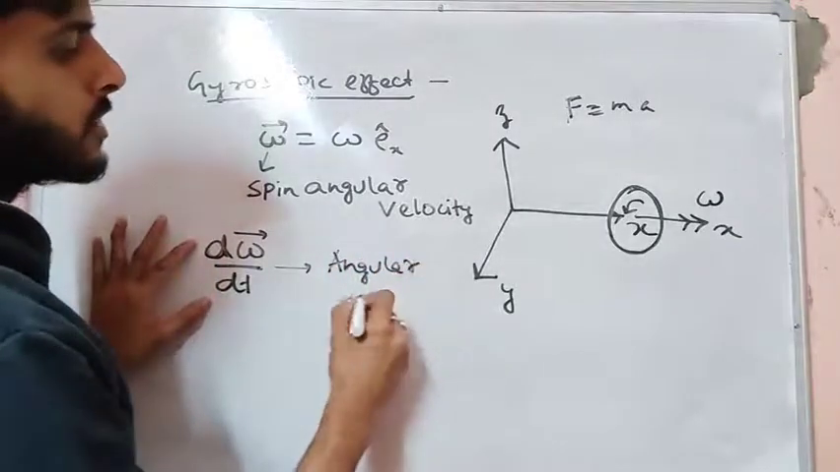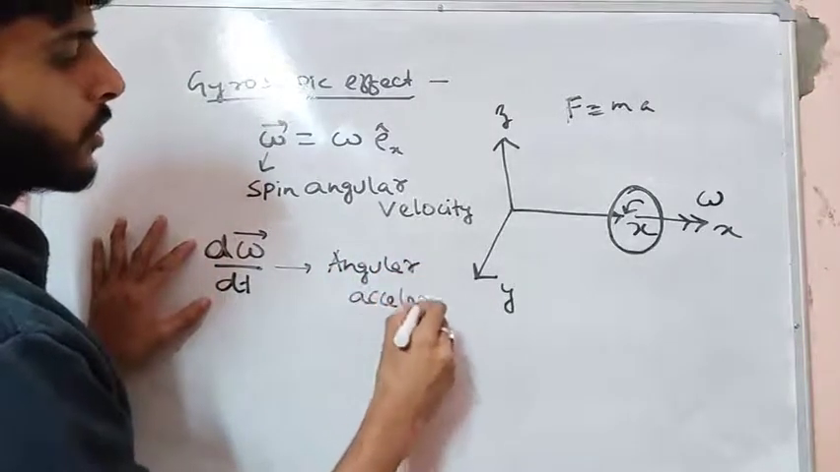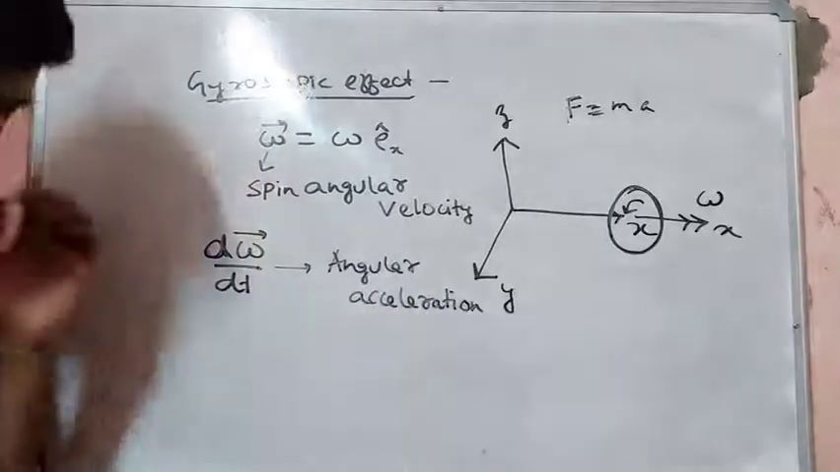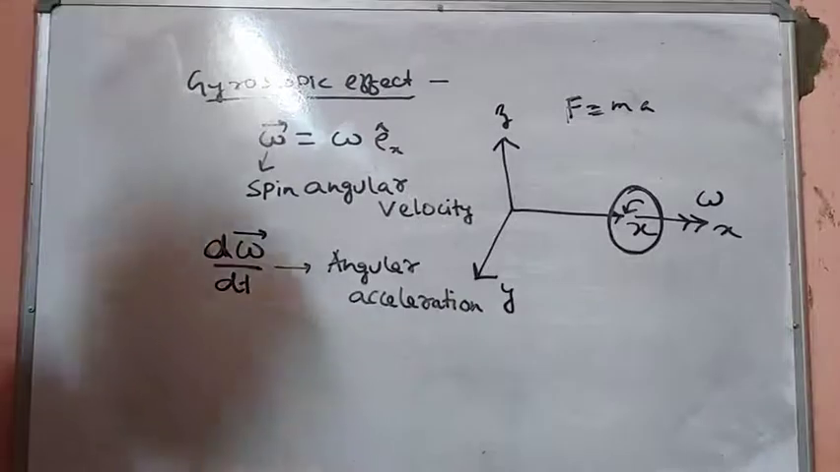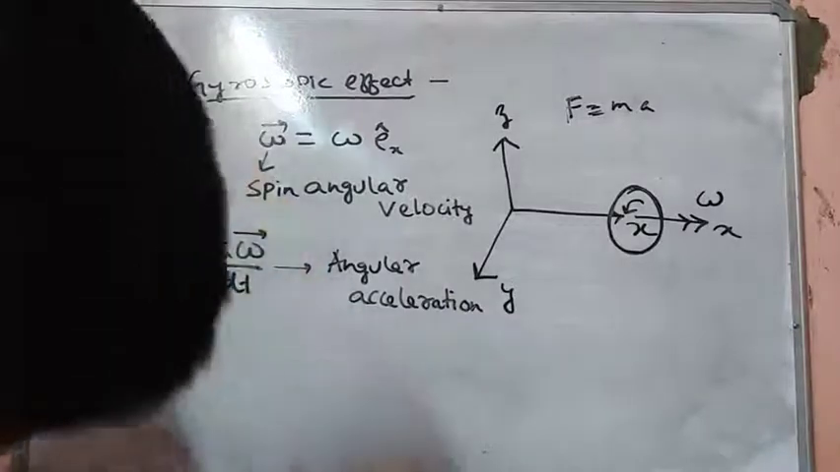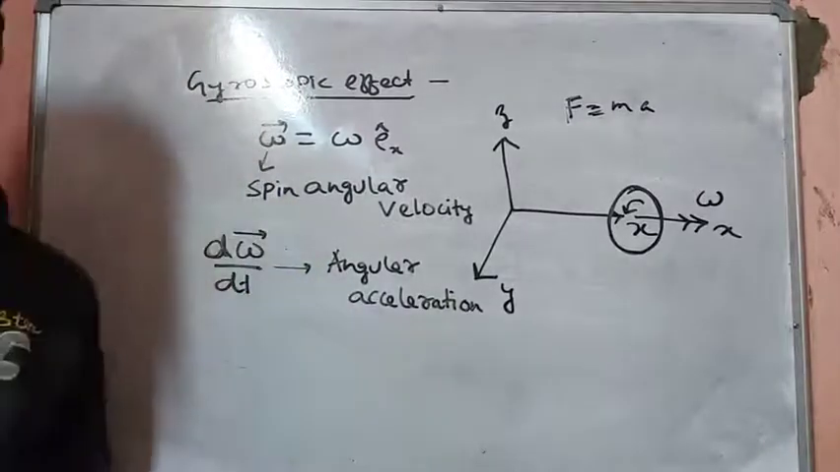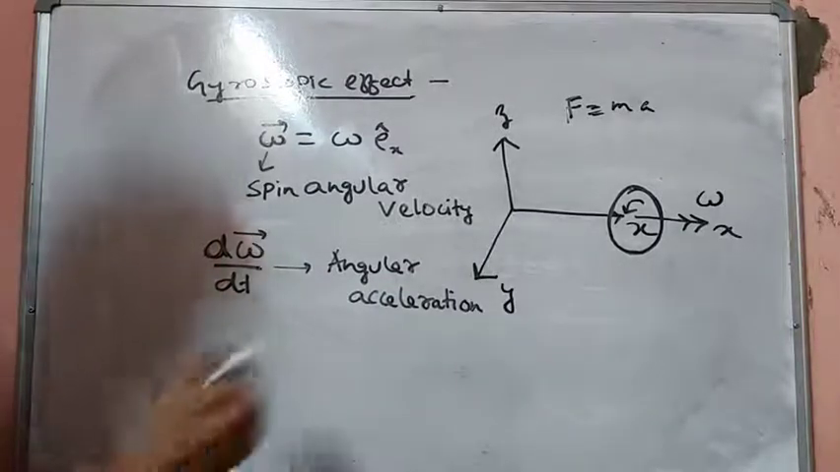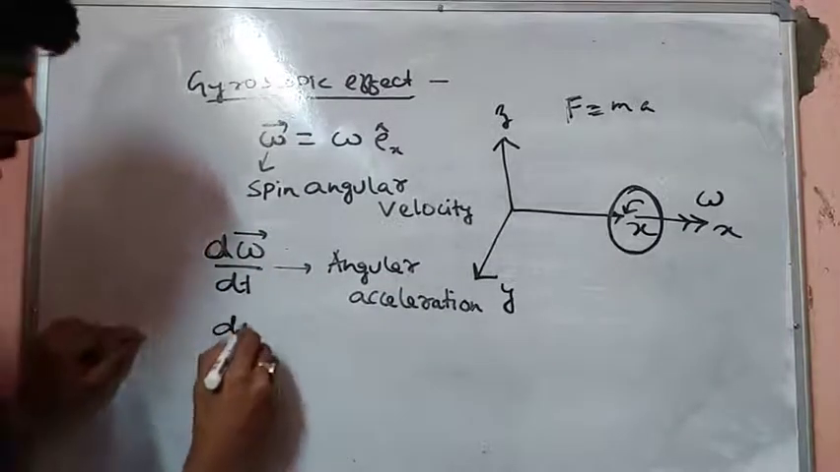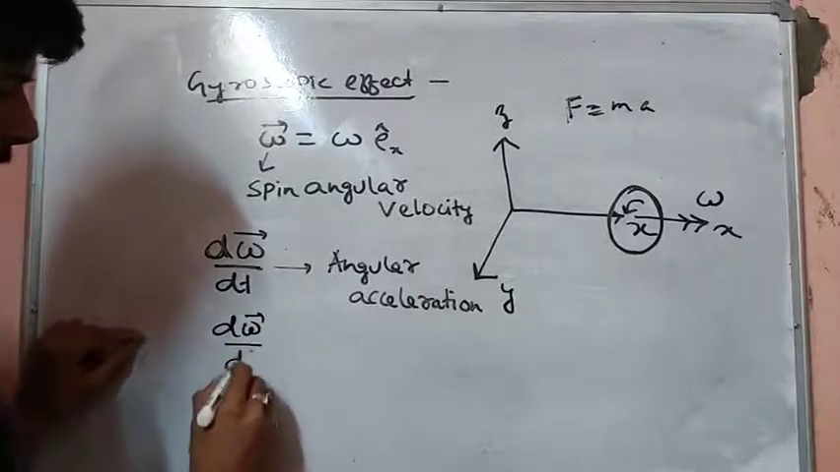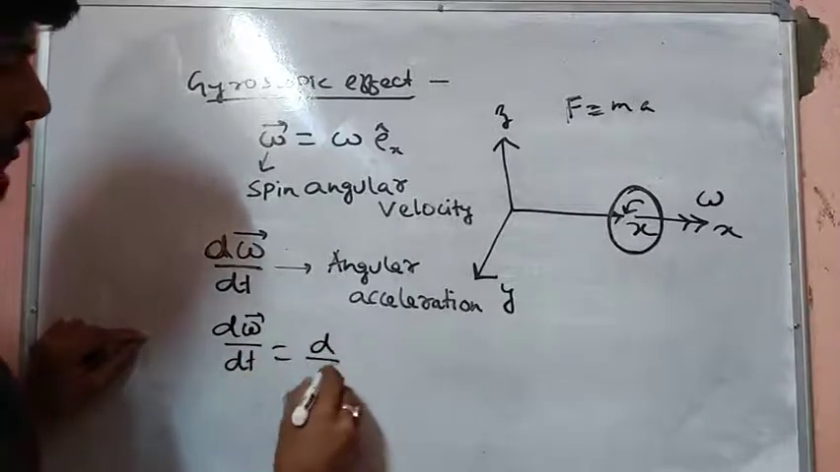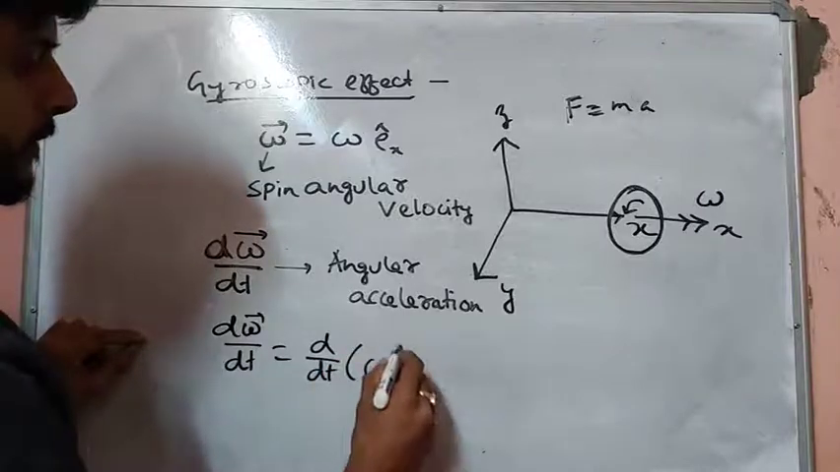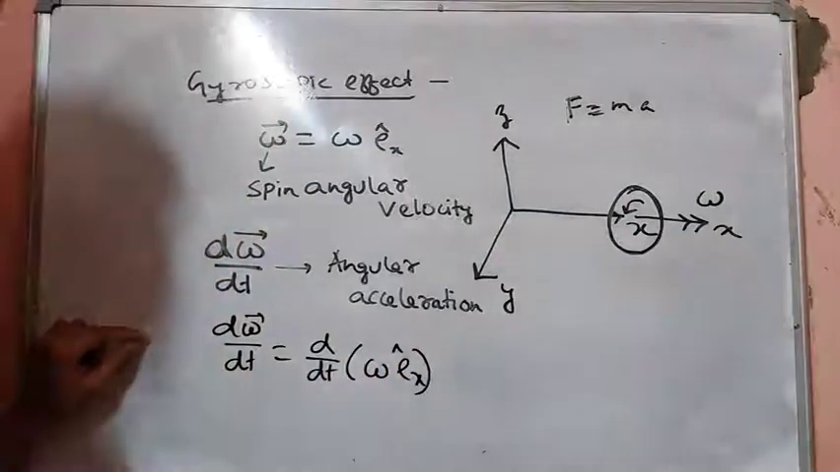So what is the angular acceleration? We will try to find it out. Okay, so we will first find out the angular acceleration. Why this is required, we will see in a short moment. So d omega by dt is nothing but d/dt of omega times the ex vector, right?